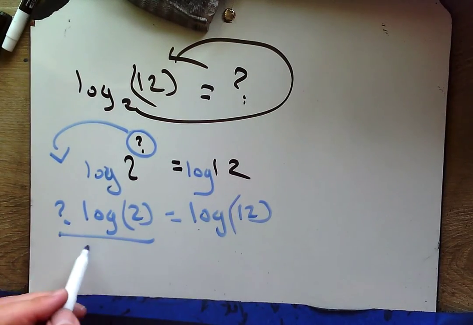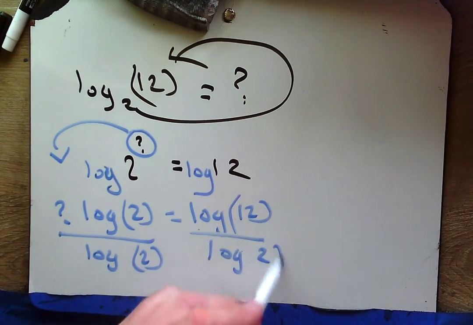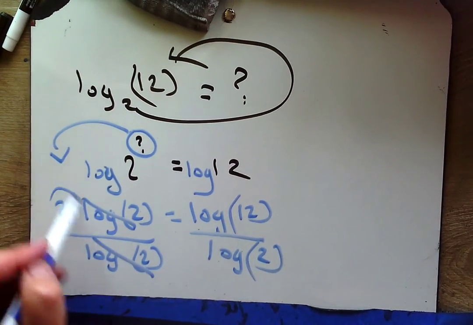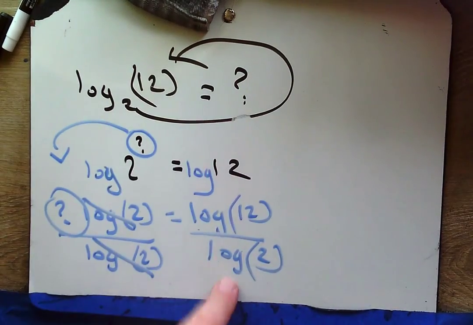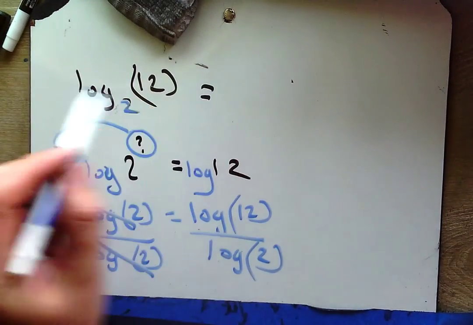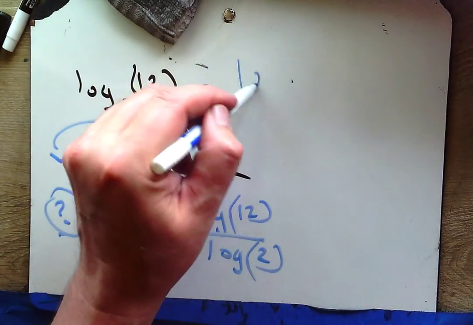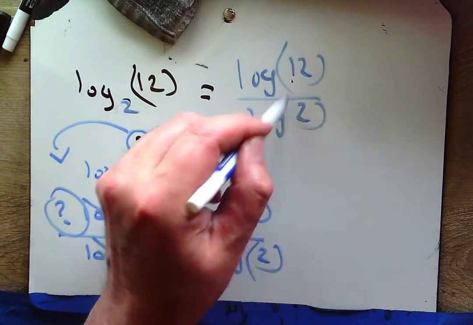And then if I divide both sides by log 2, I get question mark alone. And this is question mark. This is equal to that. So I can say that this expression equals log 12 over log 2.